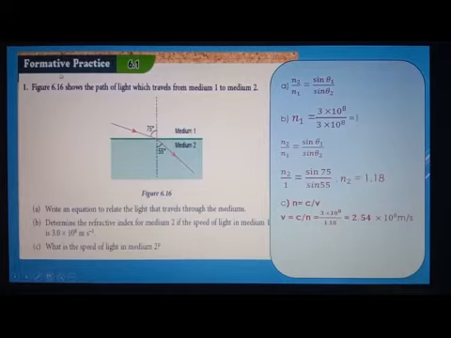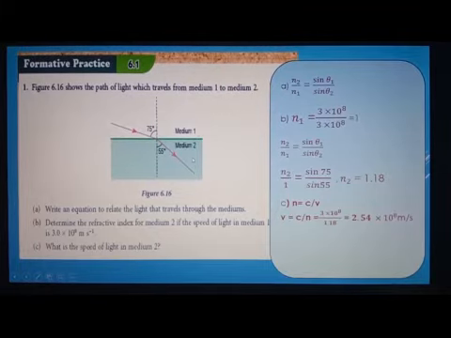Okay, now let's discuss formative practice 6.1. You can try it as an exercise first, then you can check the answer. Okay, number 1, figure 6.16 shows the path of light which travels from medium 1 to medium 2. So the angle i equals 75, angle r is 55 here. A, write an equation to relate light that travels through the mediums.